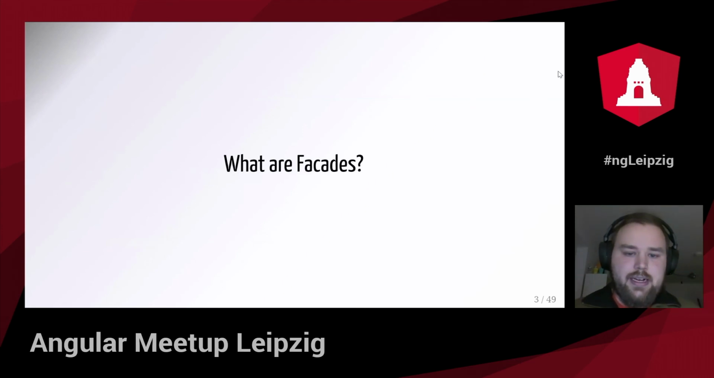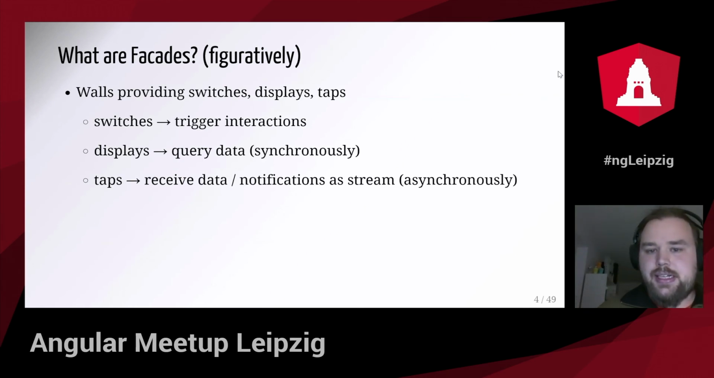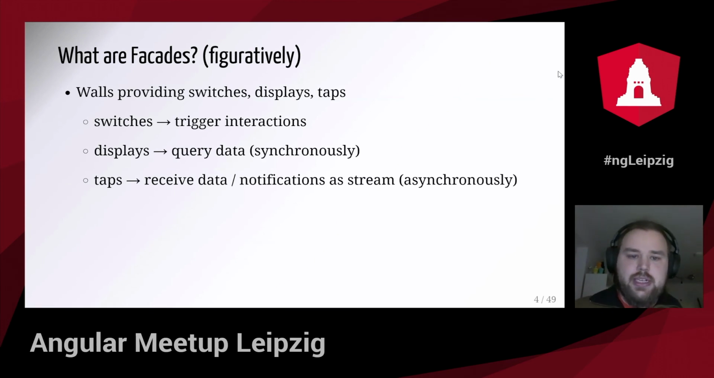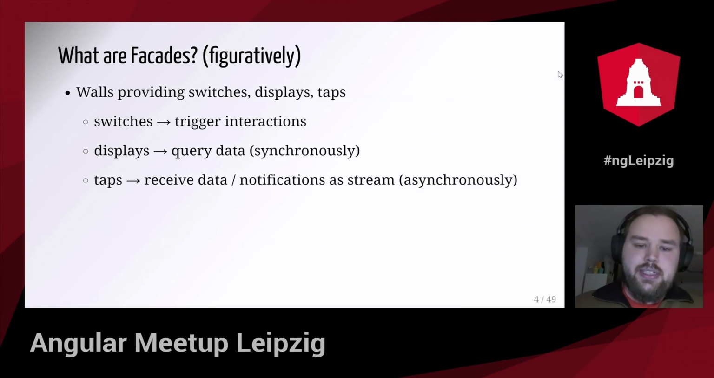So what are facades? If you think about it figuratively, facades are just walls. They provide switches, displays, and taps. You have switches where you can trigger interactions and interface with your wall. You can have displays where you query your data synchronously, and you can have taps to receive your data as a stream in an asynchronous fashion.